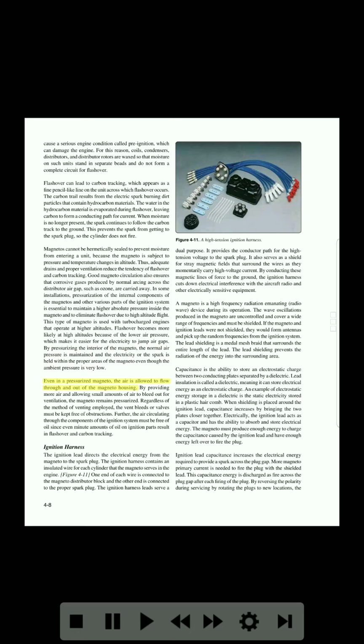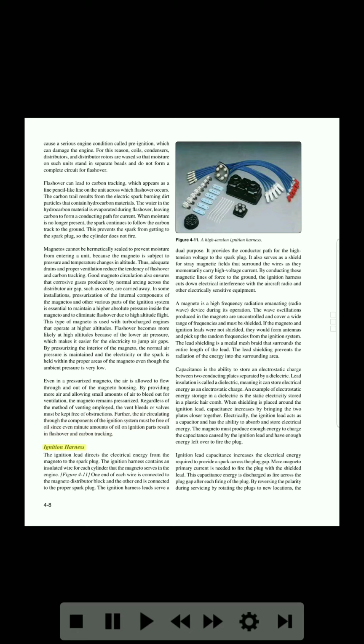Even in a pressurized magneto, the air is allowed to flow through and out of the magneto housing. By providing more air and allowing small amounts of air to bleed out for ventilation, the magneto remains pressurized. Regardless of the method of venting employed, the vent bleeds or valves must be kept free of obstructions. Further, the air circulating through the components of the ignition system must be free of oil, since even minute amounts of oil on ignition parts result in flashover and carbon tracking.